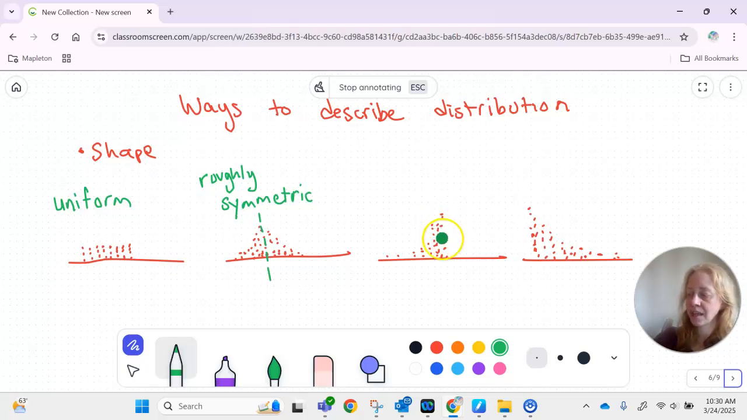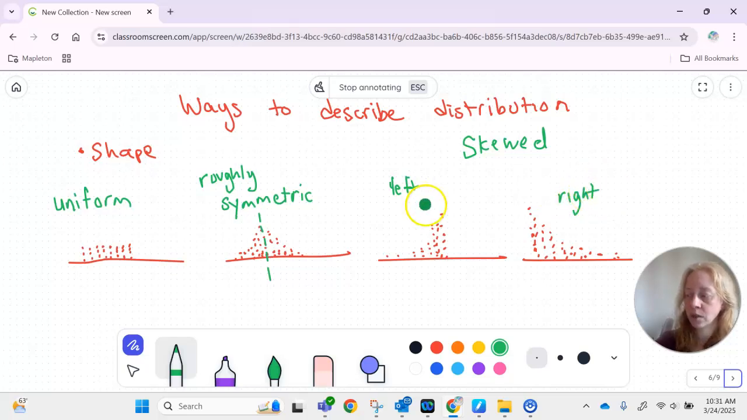We can also say that, well, you know what? There are a lot more higher answers here than lower answers. And so we say that these two are skewed. When we describe something as skewed, we also give it a direction, right or left. This would be left skewed. This one would be right skewed.